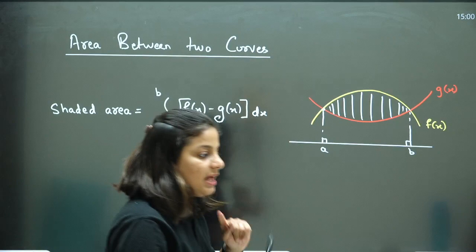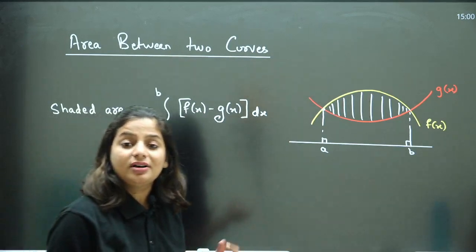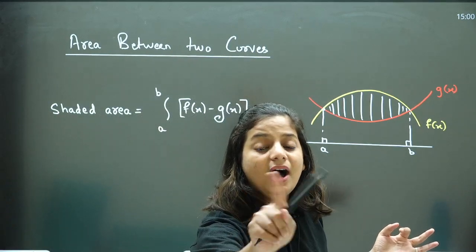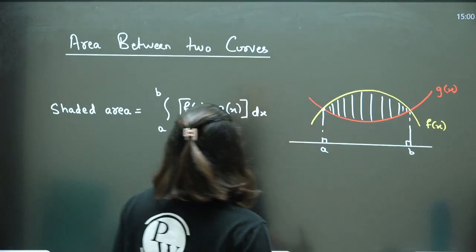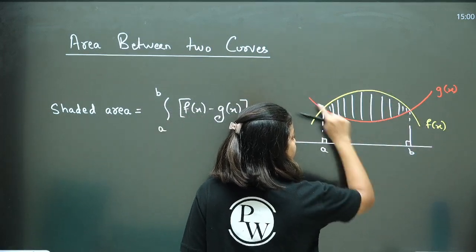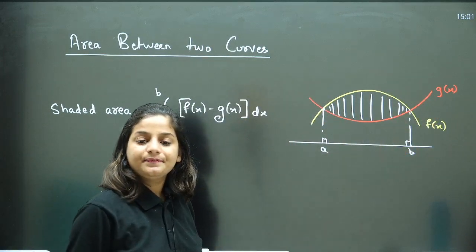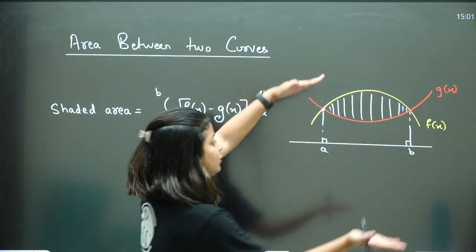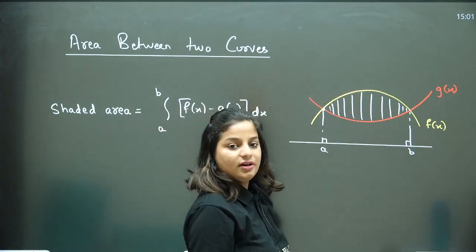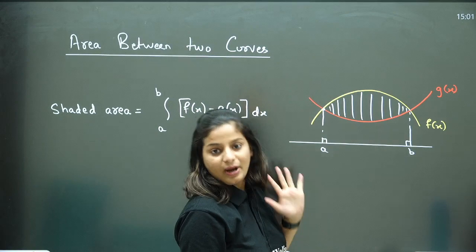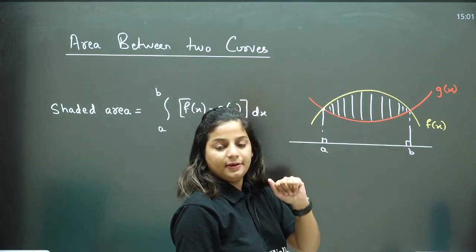The next topic is the area between two curves. The topic which I said is deleted. Now don't run away, listen carefully. Area between two curves. Let's say f of x and g of x are two curves. We want to find the area between these two curves, the yellow and the red part. That is the white part.